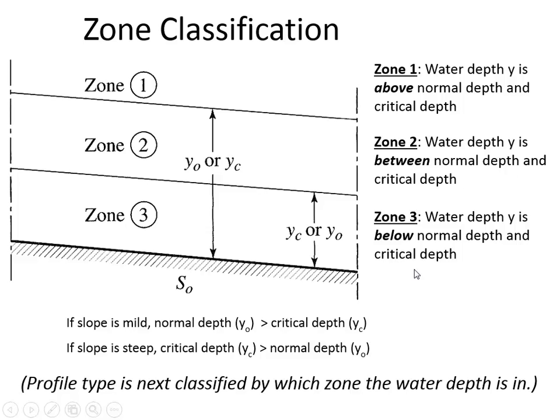So if you've got a mild slope at a certain location and the actual flow depth is up here in zone 1, like ours was, what we had was an M1 profile for this example. We had an M1 because it's a mild slope. We know it's mild because normal depth is greater than critical depth. And we know it's zone 1 because the actual water depth of 2 meters is greater than either of those other two. So that's what makes it an M1.